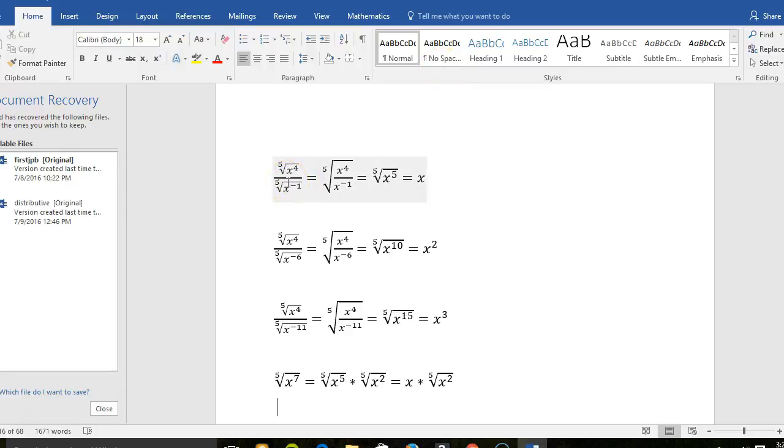Hello again. Let's look at some more examples. The fifth root of x to the fourth over the fifth root of x to the negative 1. Bring it together like this. And then remember, x to the negative 1 comes up here as x to the 1.